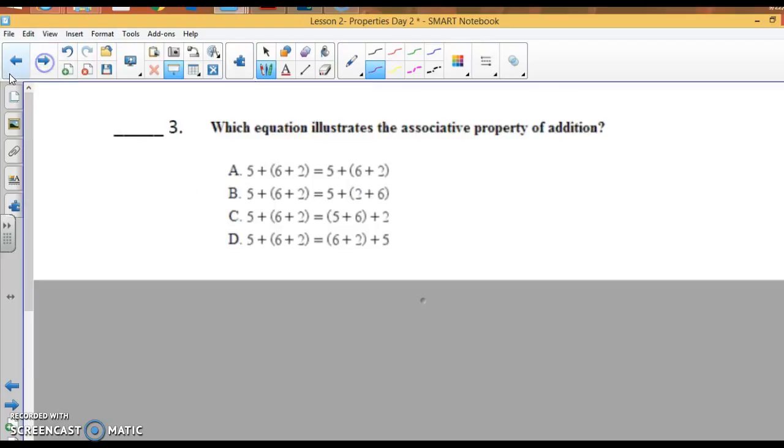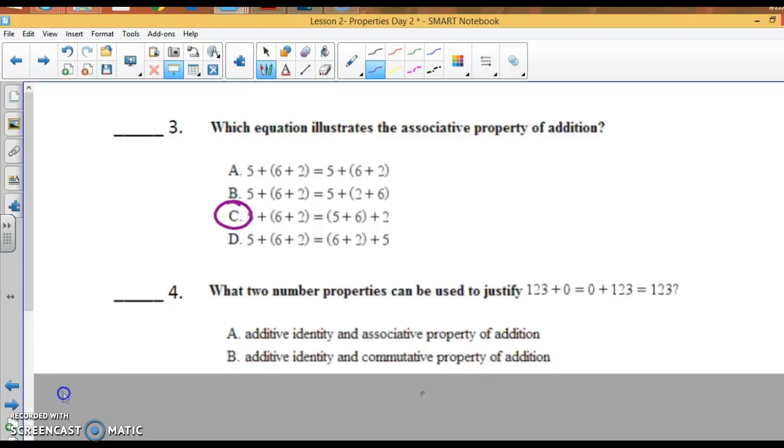A. Great. Associative addition. Associative means the grouping changes. So, the order is the same. Look at this first one. 5, 6, 2, same grouping. That's not associative. 5, 6, 2, 5, 2, 6. What changed? The order. That's commutative. This one, 5, 6, 2, with the 6 and 2 in parentheses. 5, 6, 2, with the 5 and 6 in parentheses. So that is the associative property of addition.